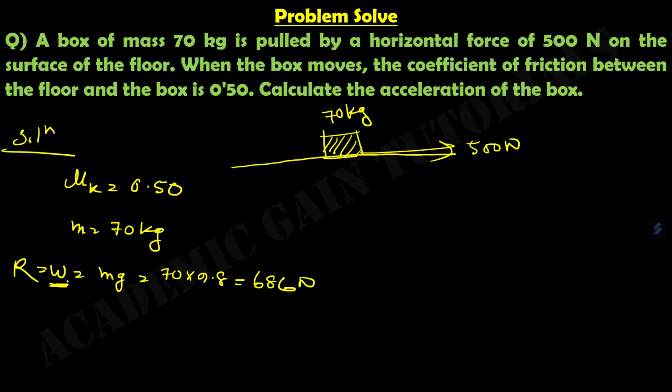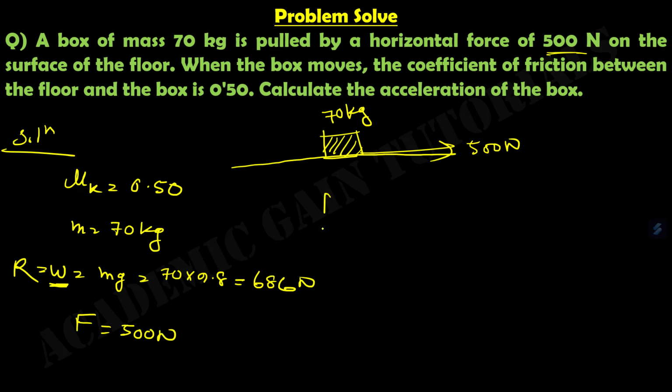And we know that the weight W and the reaction force are always equal. So this is the normal reaction, and this is the weight. These two are equal. And the horizontal force we applied is 500 Newton. So we represent this as F equals 500 Newton.